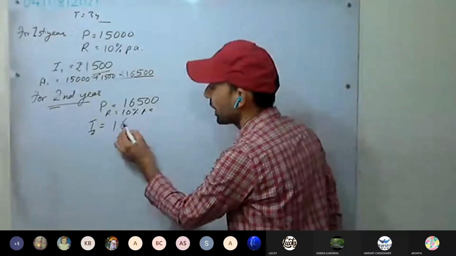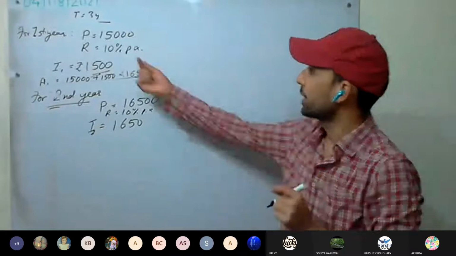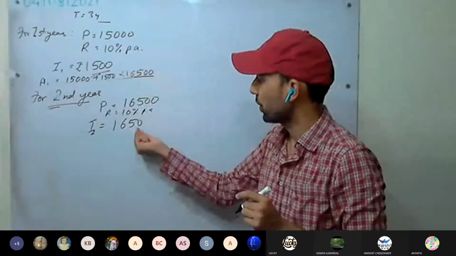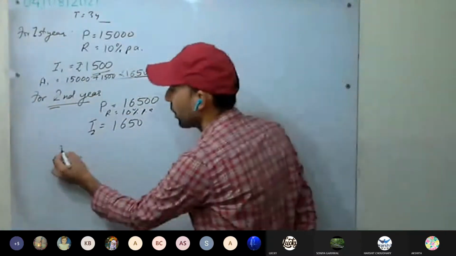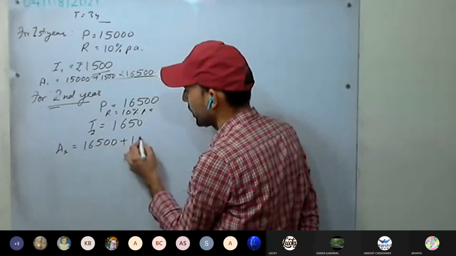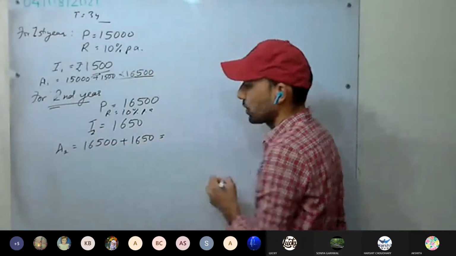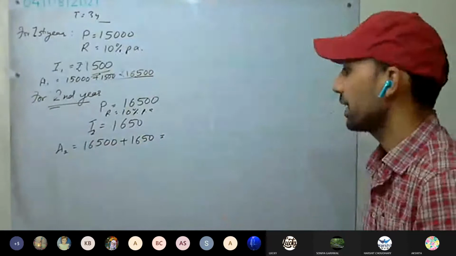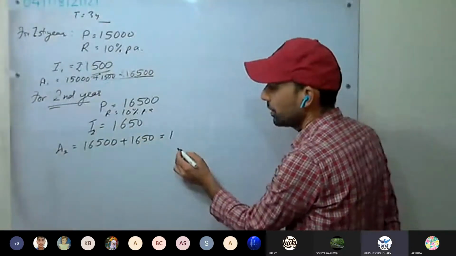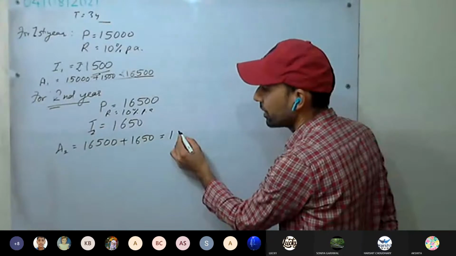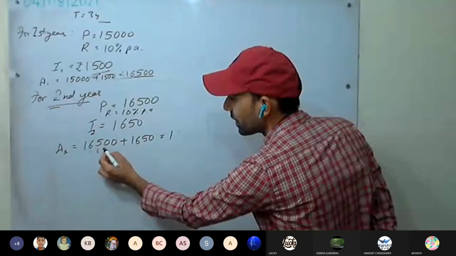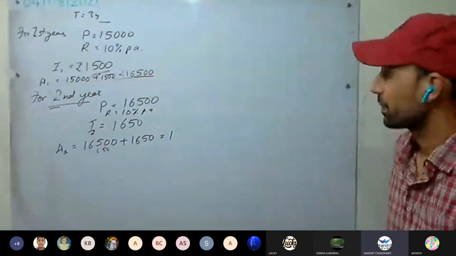1,650. See here, you can easily interpret. 10% is there. 10 by 100 means 10 will go on 1,500, and 10 will go on 16,500 gives 1,650. So what is the amount? 16,500 plus 1,650. How much is it? 18,150. Add them.